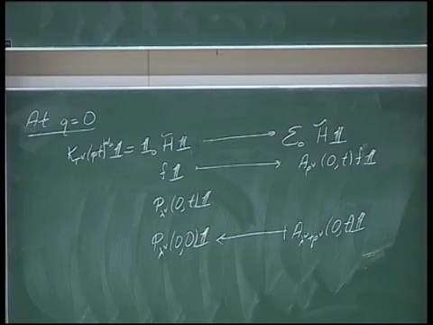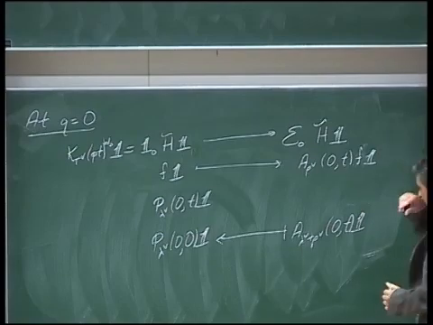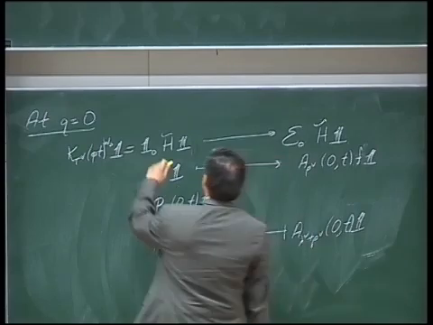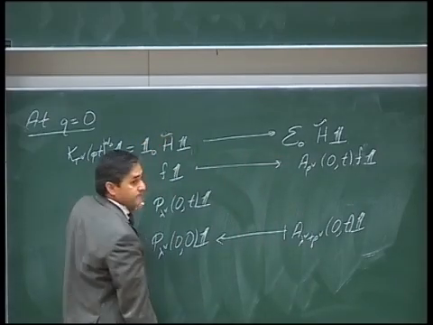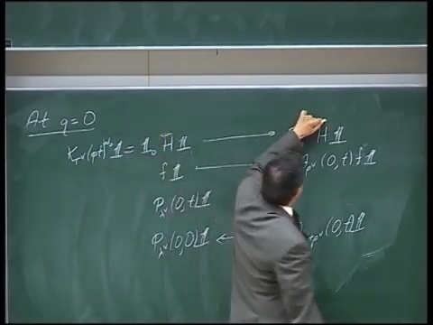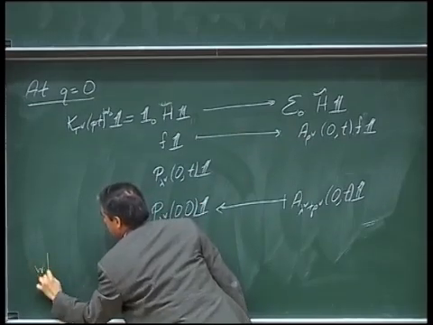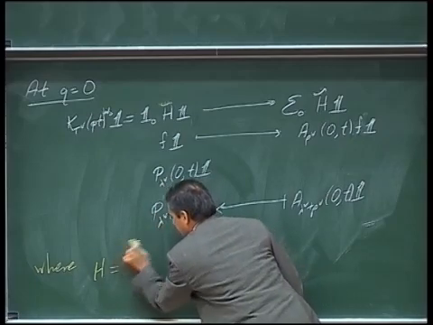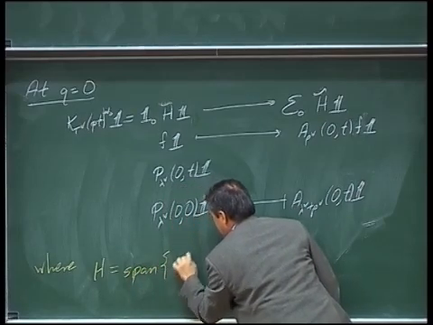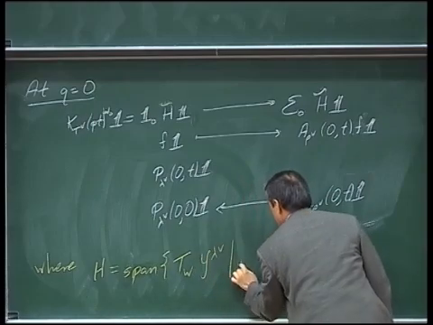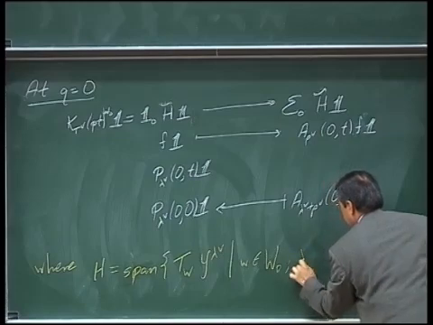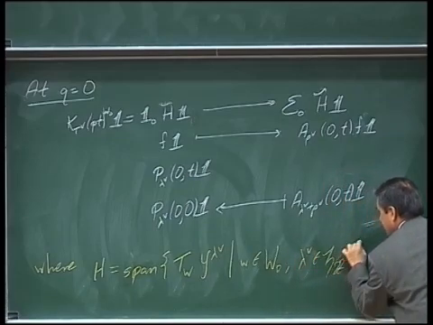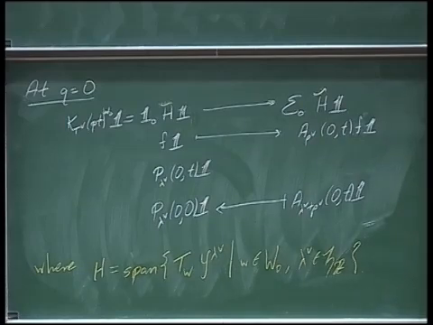Okay. Now maybe I should use a different color because I'm going to start to decorate this. So the first thing that happens at q equal to 0 is you can remove this tilde. So I remove this tilde, and this is where the affine Hecke algebra is the span of T_w y^λ-check, w in W and λ-check in the coweight lattice. Okay, so I can remove that tilde.